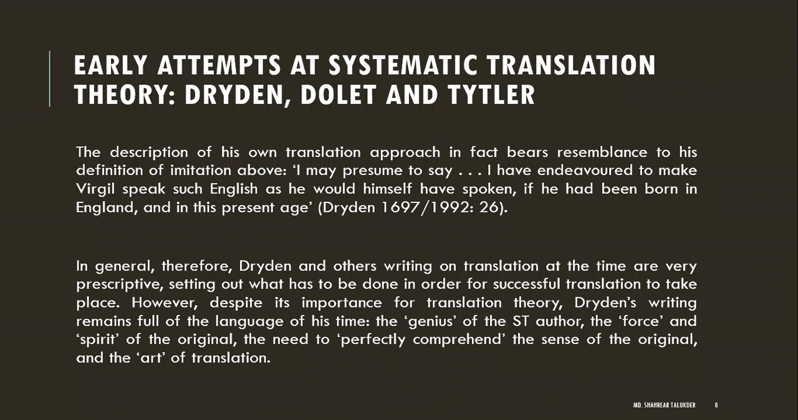So you see, the problem is that when he was criticizing adaptation or imitation, he was saying that there is a chance that when we try to adapt or imitate the original text and write it in our own language, you will deviate from the original text, and at the same time, it's a kind of insult to the memory of the dead literators. But here, when he is talking about combining these two extremes, that is metaphrase and paraphrase, it sounds like he is also supporting imitation. So this is a little bit confusing. That's why he's saying that I may presume to say I have endeavored to make Virgil speak such English as he would himself have spoken.